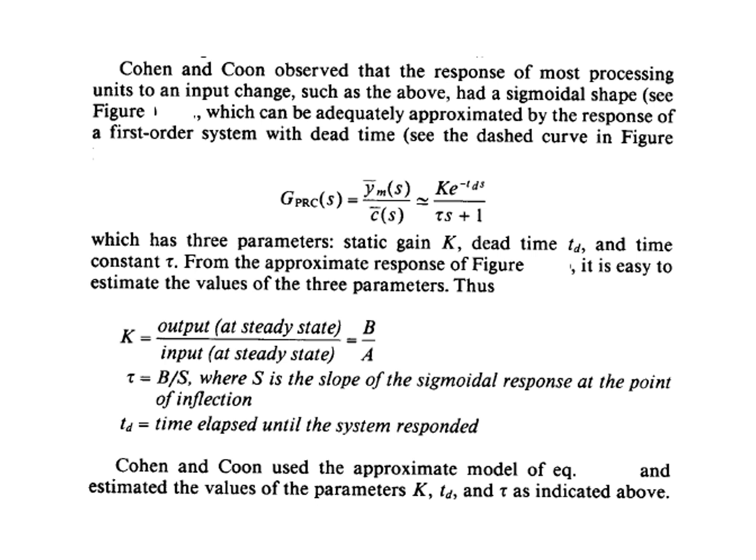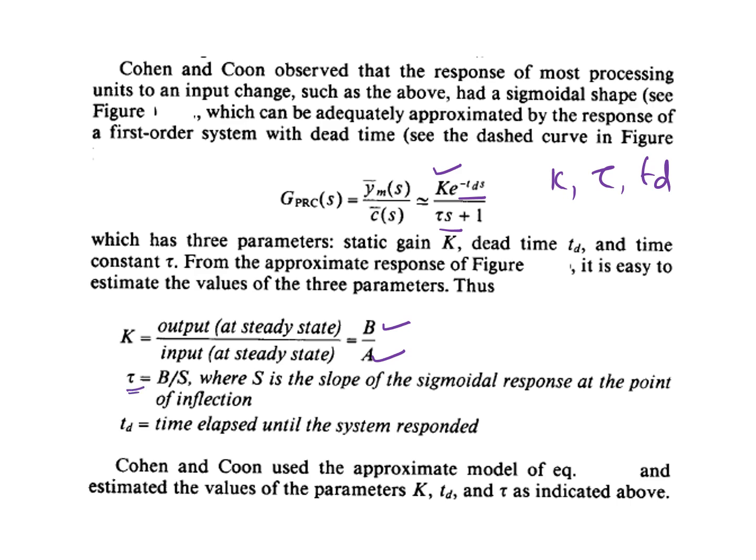That process reaction curve is approximated, because we cannot take it completely, as K into e power minus TDS divided by tau s plus 1. From the curve, we have to determine what K, tau and TD are. K is the output at steady state, that is, the value at which the output settles. That is B. If you take the ratio of B to the magnitude of the input you give, that becomes K.